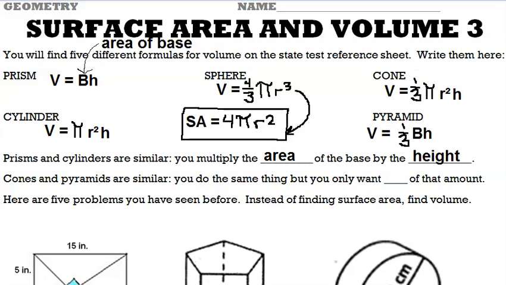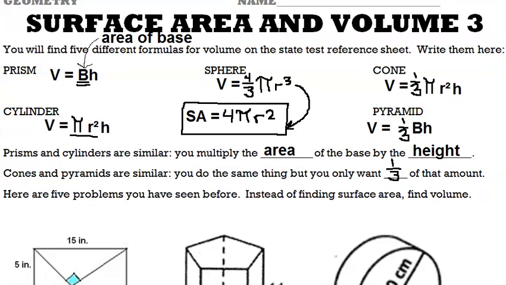Area of the base is listed as big B. And in a cylinder, the area of the base would be pi r squared because the base is a circle. Cones and pyramids are similar. You do the same thing. The only difference is you only want 1/3 of that amount. So hopefully we can find some patterns as we go.